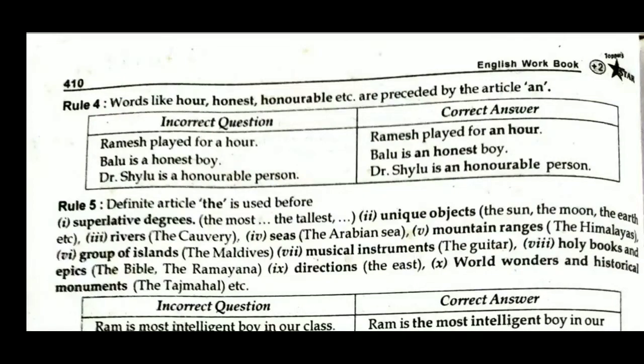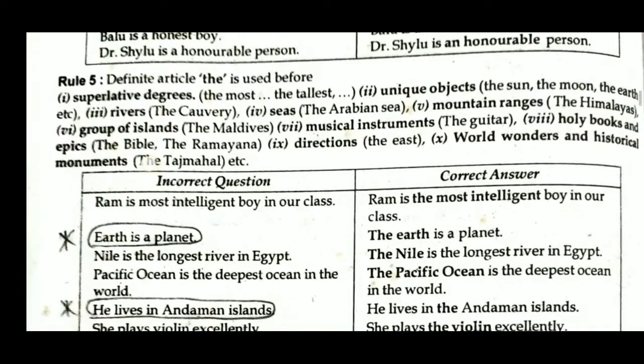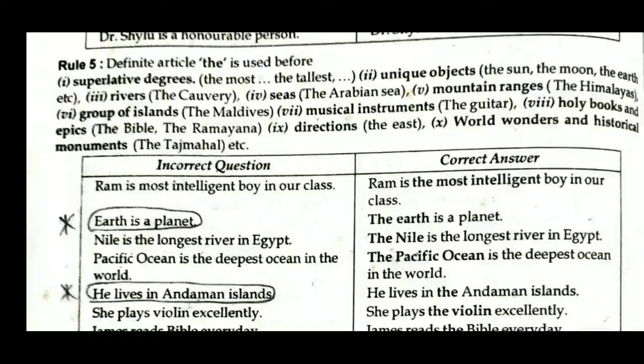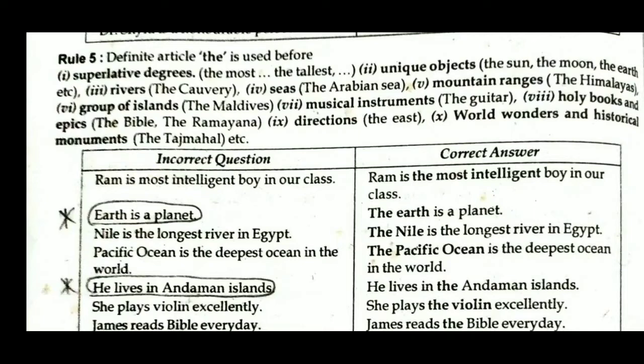Okay. So the definite article the is used before superlative degrees. A and an are indefinite articles; the is the definite article. We have to use the before superlative degrees, the most, the tallest, and for unique objects, which are very special, that is one in the world: the sun, the moon, the earth, etc. Before unique objects we have to use the.